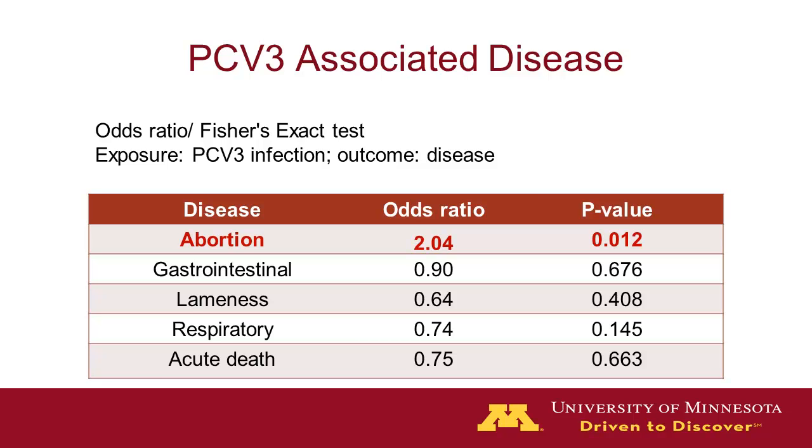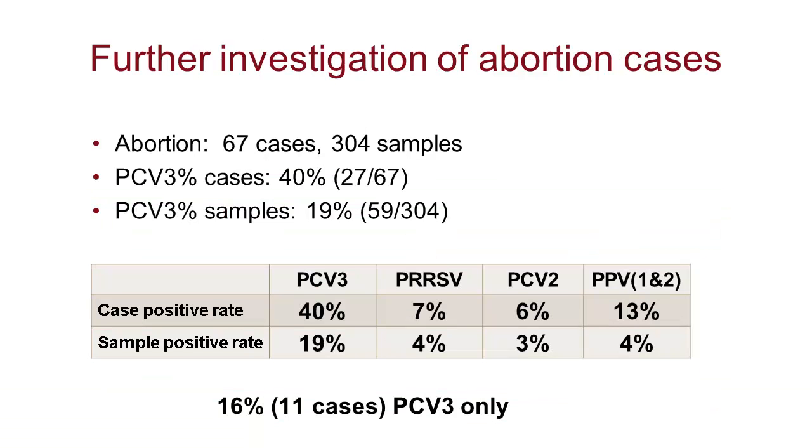We didn't find the odds ratio beyond 1 in other clinical signs, and the p-values do not support any association with PCV3 exposure. So now we're very interested in abortion cases. We found a higher number of cases with abortion is associated with PCV infections. So what other co-infections may contribute to those abortion cases? We'll look at them deeper to figure out co-infections with other pathogens that can contribute to abortion.